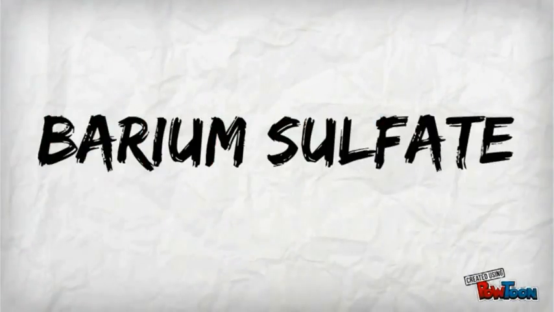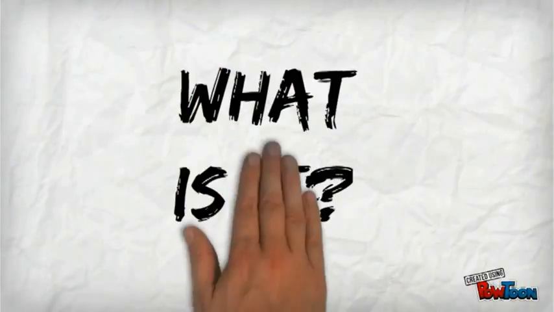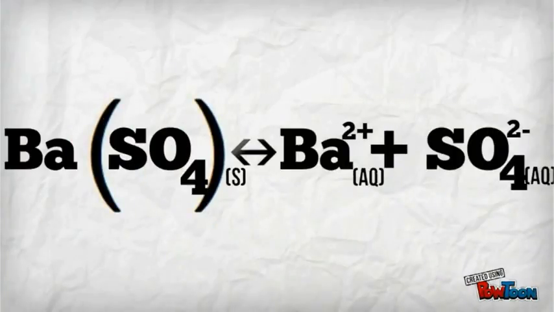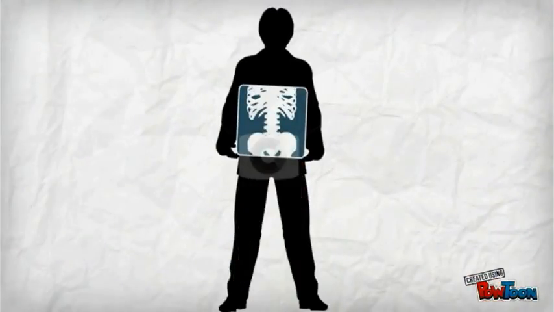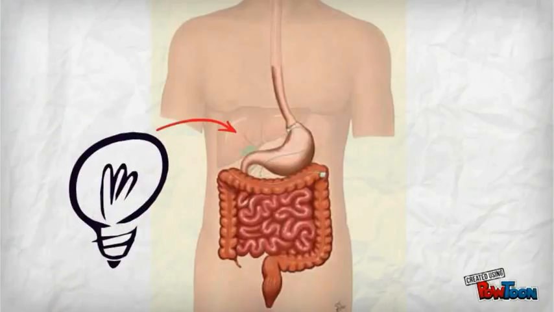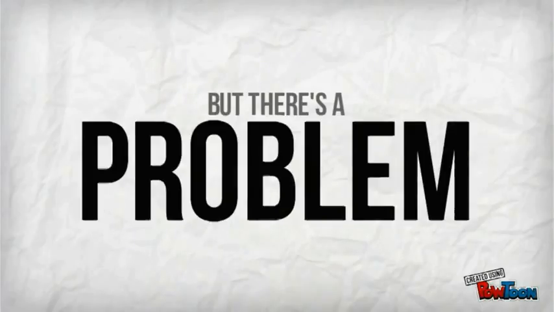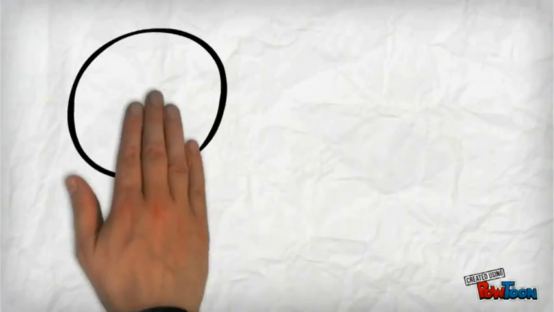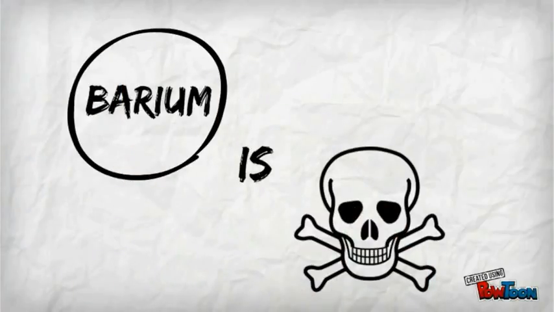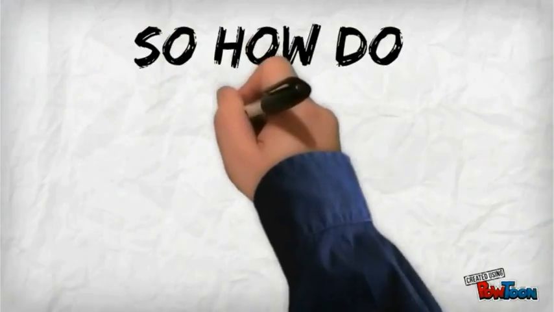Barium sulfate. What is barium sulfate? Barium sulfate is composed of one barium ion and one sulfate ion. It is most commonly used in X-rays. More specifically, it is used to highlight the GI tract. But there's a problem to all of this. Barium is super poisonous to the human body. So how do we swallow it?